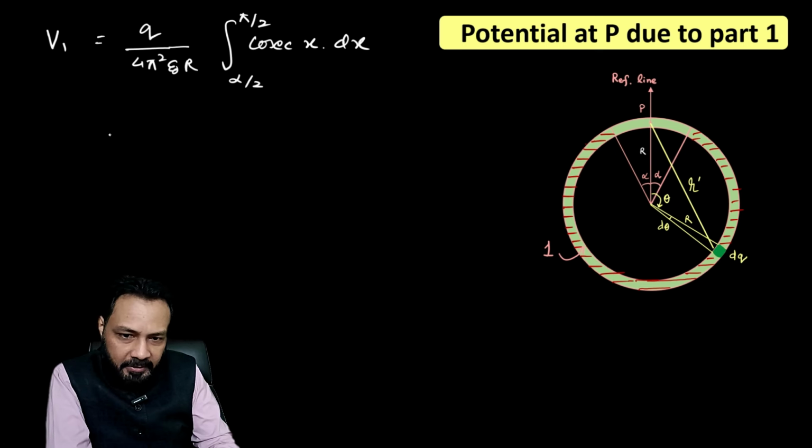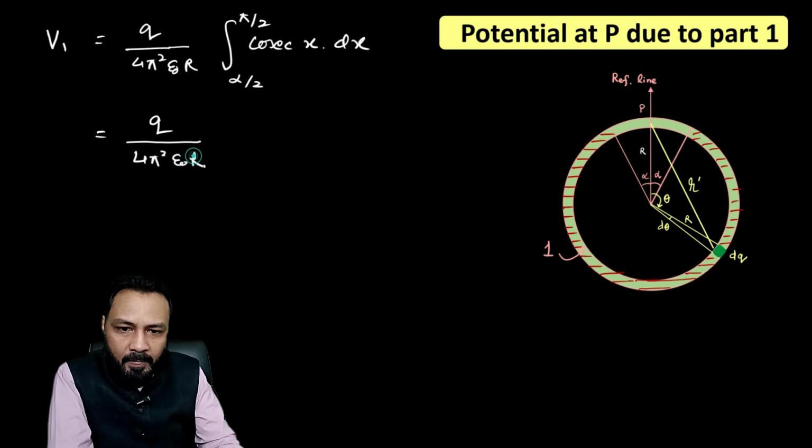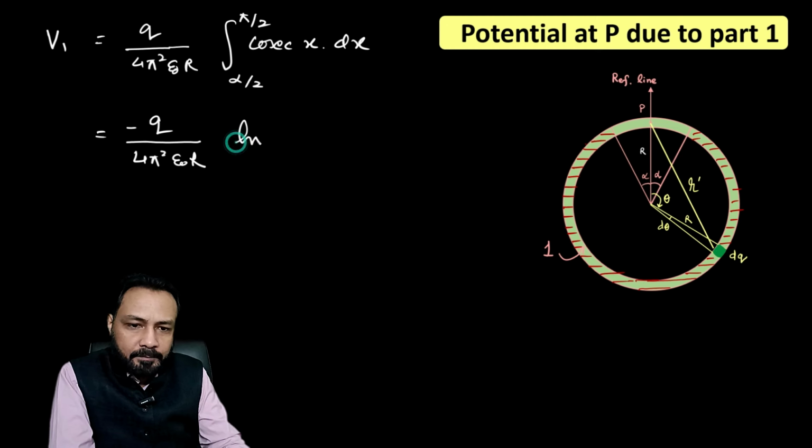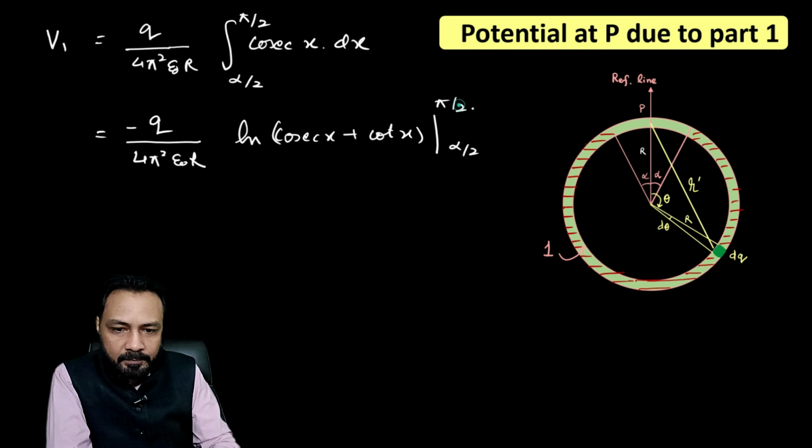So now writing that, q divided by 4 pi epsilon naught r, the minus sign will come, ln of cosec x plus cot x, from alpha by 2 to pi by 2.